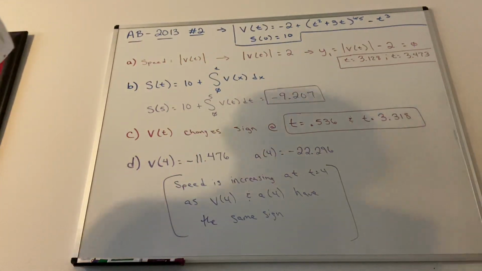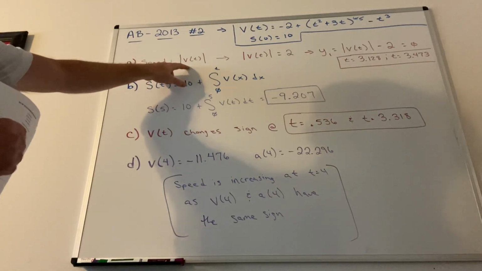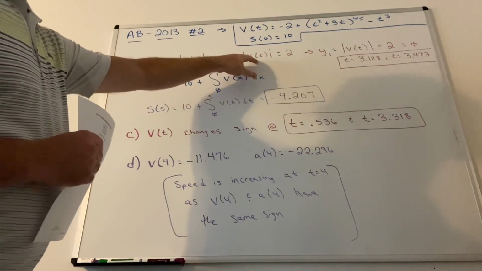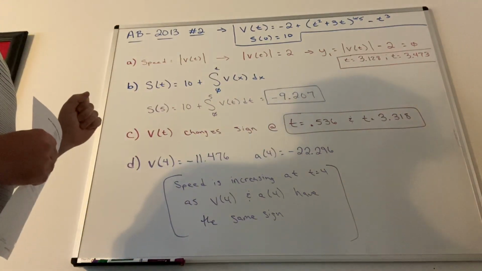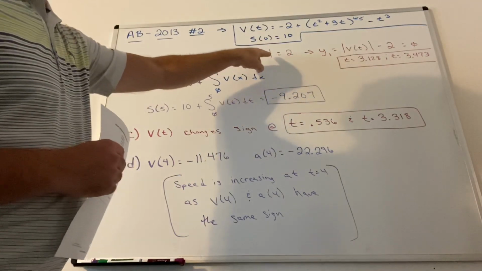All right, in part A, it asks you to find all values of t between 2 and 4 for which the speed of the particle is 2, okay? So speed is the absolute value of velocity, okay? So I can say, well, the absolute value of velocity, speed, equals 2. This is a calculator question, so what I'm going to choose to do is subtract 2 from both sides.